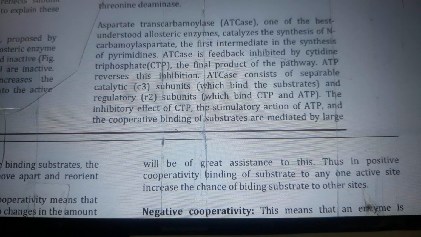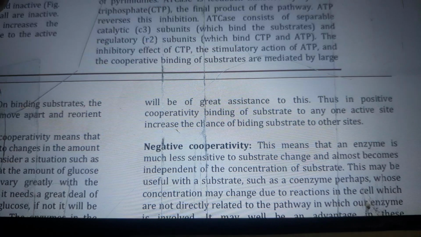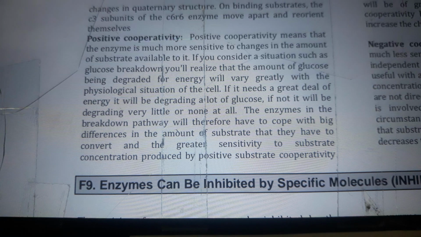ATCase consists of separable catalytic C3 subunits, which bind to substrates, and regulatory R2 subunits, which bind CTP and ATP. The inhibitory effect of CTP, the stimulatory action of ATP, and cooperative binding of substrates are mediated by large changes in quaternary structure on binding substrates. The C3 subunits of the C6R6 enzyme move apart and reorient themselves. Positive cooperativity.